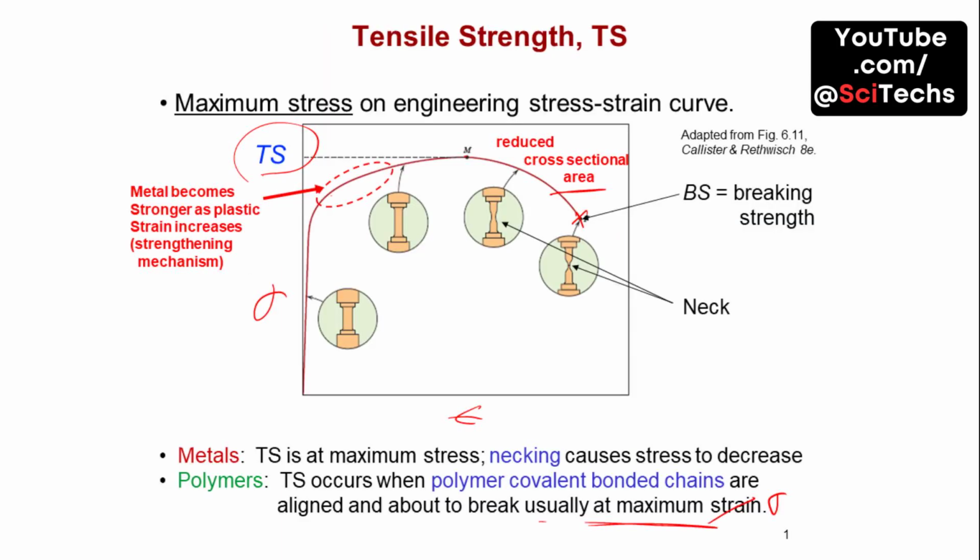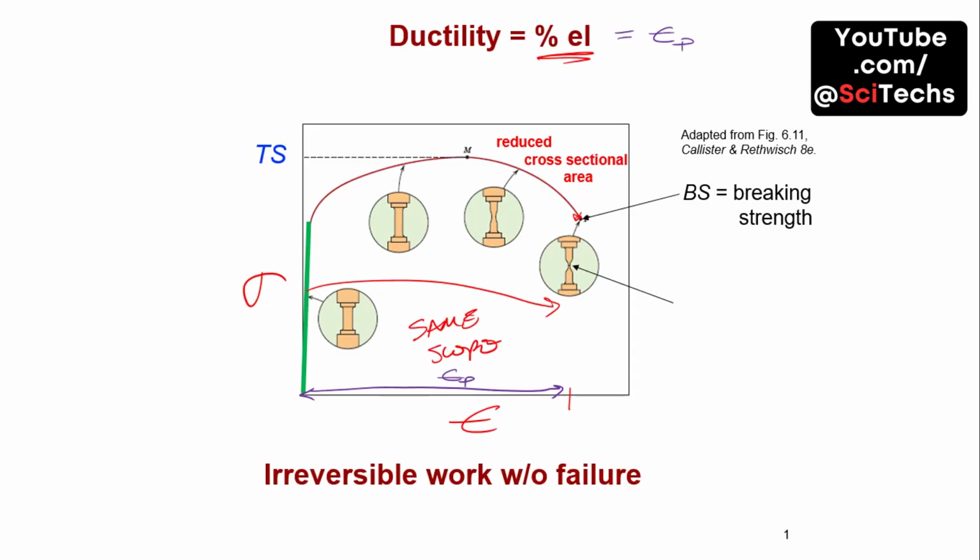Tensile strength is the maximum stress on the stress-strain curve. Metals strengthen as strain increases, while polymers break at maximum strain. Ductility is the percentage of elongation at failure, representing irreversible work without material failure.